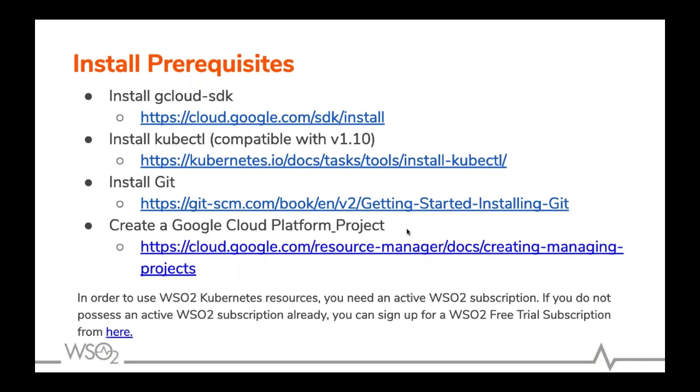Okay, I have already installed all the prerequisites. You have to install the gcloud SDK and kubectl for the command line interface, and git to clone the repo. And then you should have a gcloud project. In order to use WSO2 Kubernetes resources, we need to have a WSO2 subscription. If not, we can sign up for a WSO2 free trial subscription.